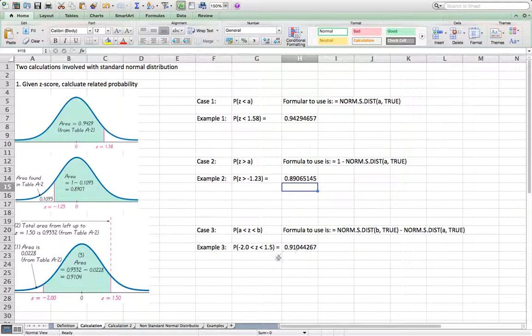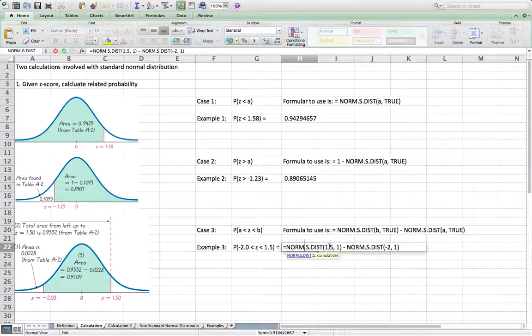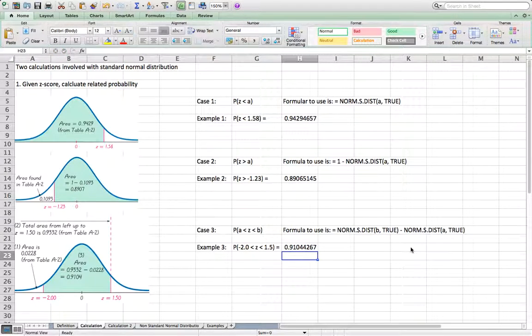So the area on the left side of 1.5 is NORM.S.DIST(1.5, 1), and we said 1 means TRUE. The area on the left side of negative 2 is NORM.S.DIST(-2, 1). So we subtract these, and then we get the area in between. Okay, this is the first calculation.